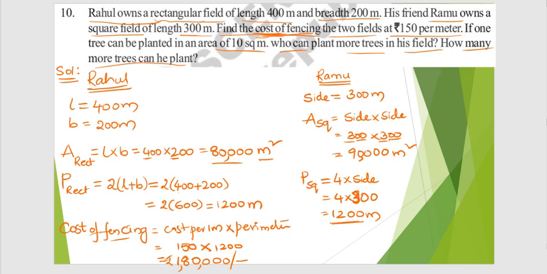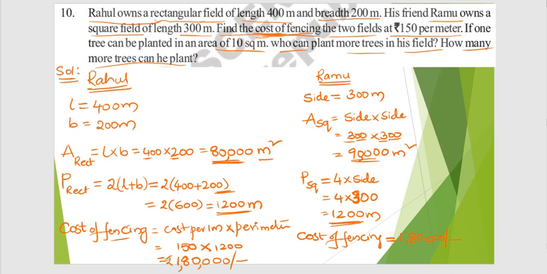So for Rahul, how much perimeter did we get? 1200 meters. For Ramu also we got 1200 meters only. So automatically what can we say? For him also the cost of fencing will be the same. So the cost of fencing will be 1,80,000 only, right? So for both of them the cost of fencing will be the same because both are having the same perimeters, but their areas are not the same. Their areas are different, right?